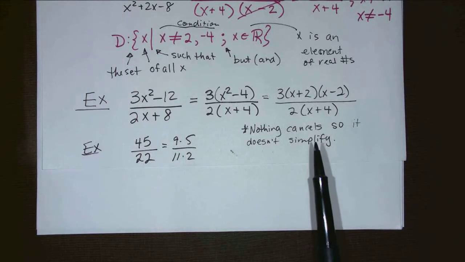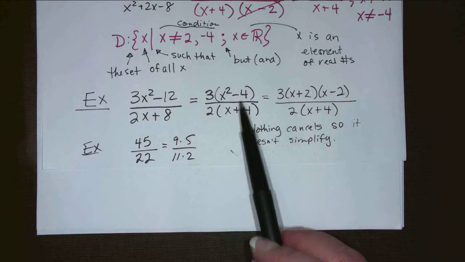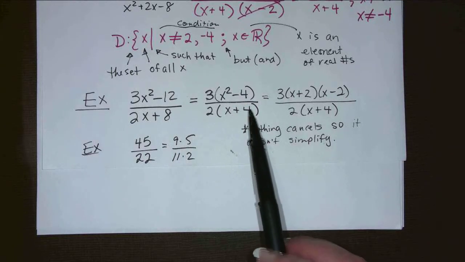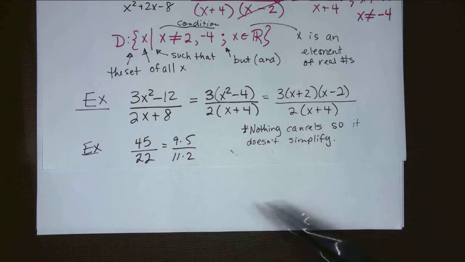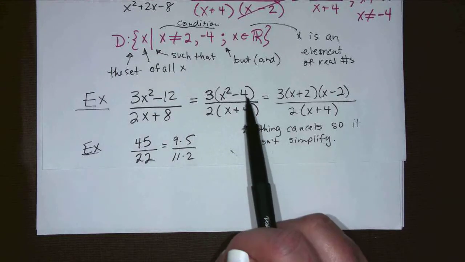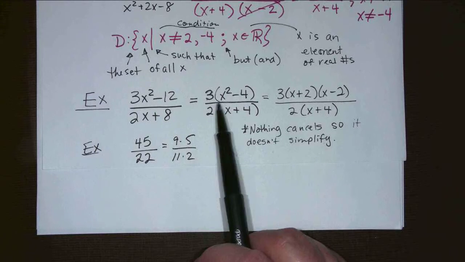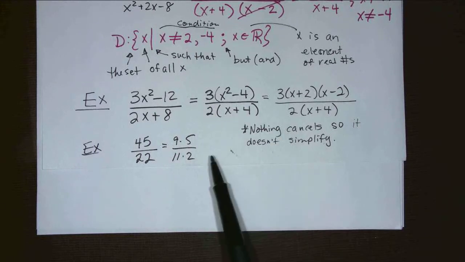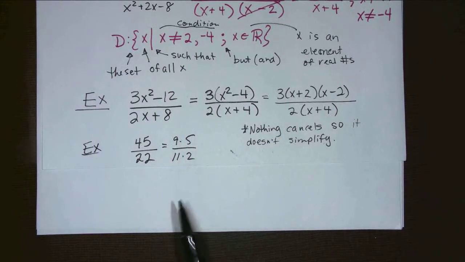People do that a lot, but why doesn't the 4 cancel here? The 4 is not multiplied by something on top, right? It has to be a factor, which means multiplied. So this isn't 4 times x squared, it's x squared minus 4, it's subtracted, right? So they can't cancel.